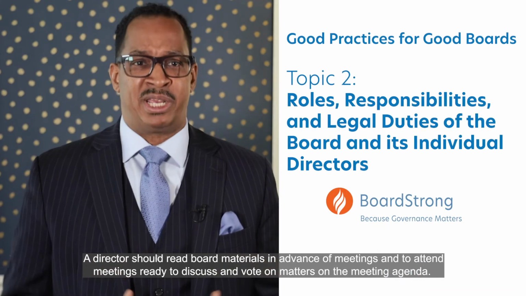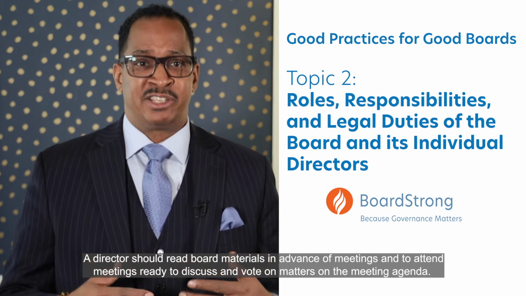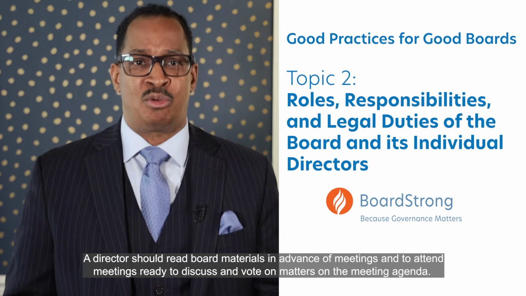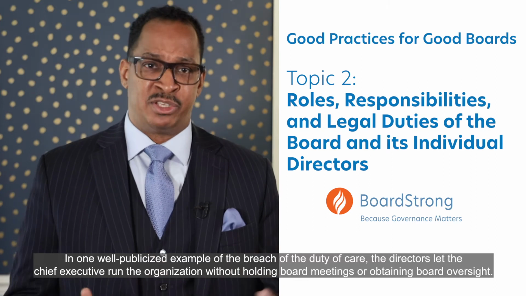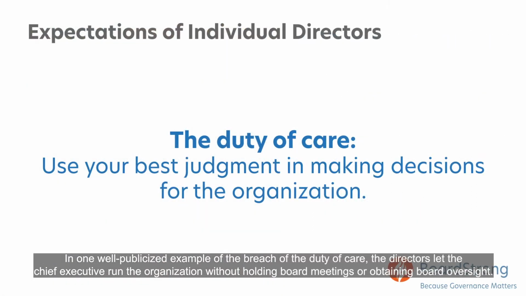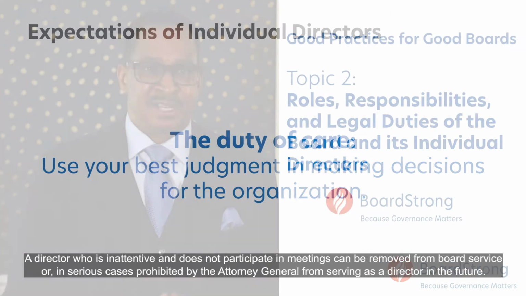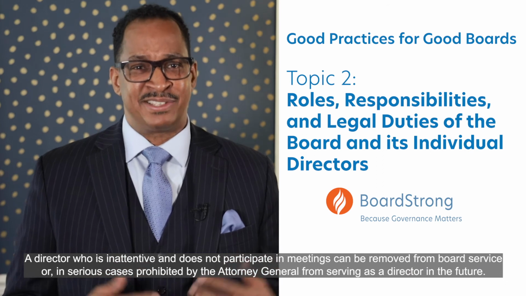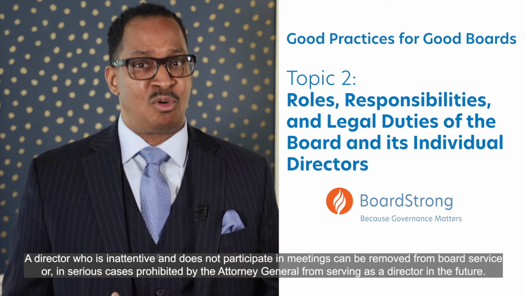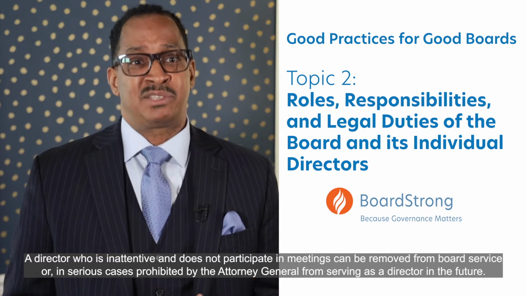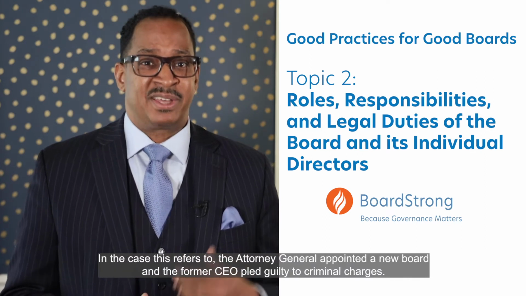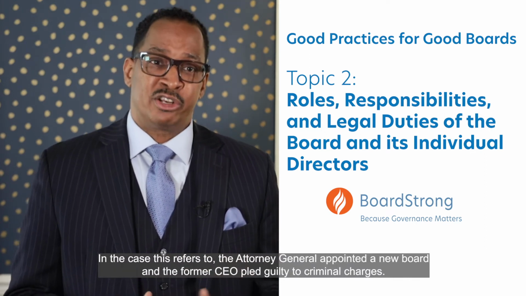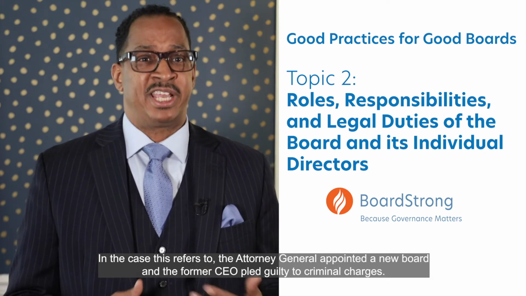A director should read board materials in advance of meetings and attend meetings ready to discuss and vote on matters on the meeting agenda. In one well-publicized example of the breach of the duty of care, the directors let the chief executive run the organization without holding board meetings or obtaining board oversight. A director who is inattentive and does not participate in meetings can be removed from board service, or in serious cases, prohibited by the Attorney General from serving as a director in the future. In the case this refers to, the Attorney General appointed a new board, and the former CEO pled guilty to criminal charges.